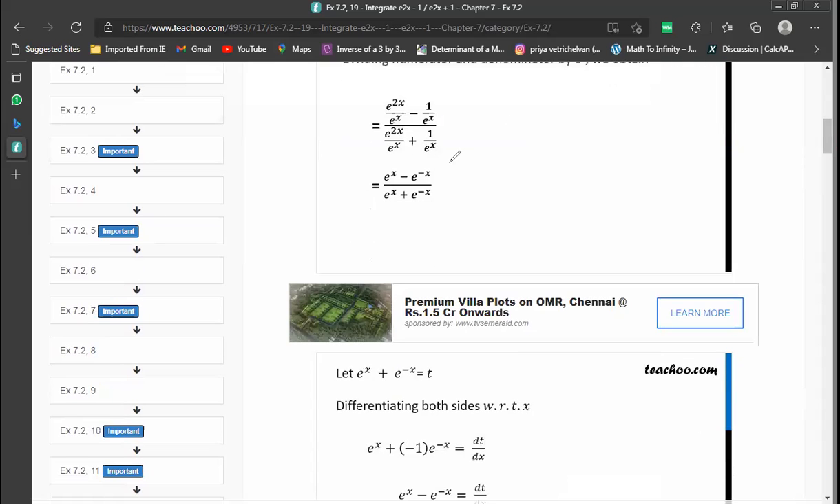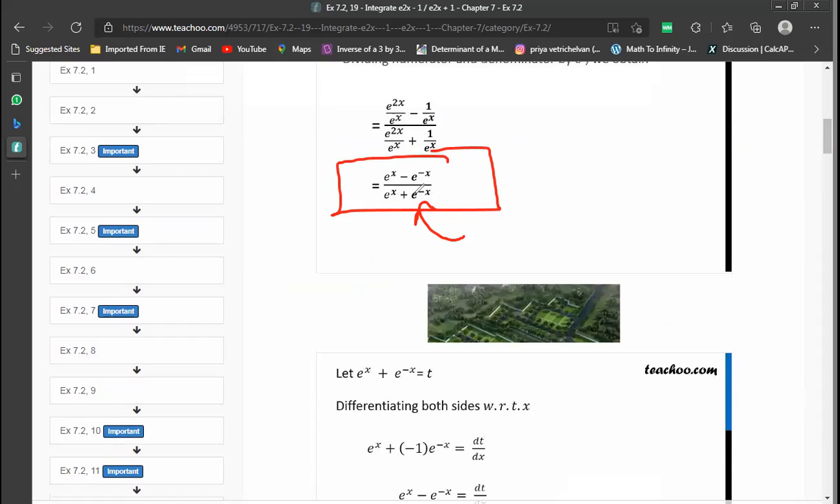Okay. So now we can go for the substitution process. Let's take the denominator, e power x plus e power minus x, as t. Differentiate both the sides with respect to x.